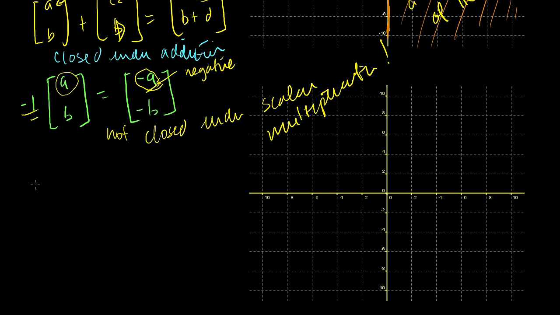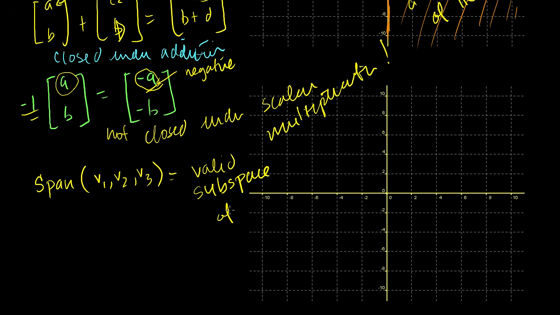Let's say I want to know the span of, I don't know, let's say I have vectors v1, v2, and v3. And I'm not even going to tell you how many elements each of these vectors has. Is this a valid subspace of Rn, where n is the number of elements that each of these has?